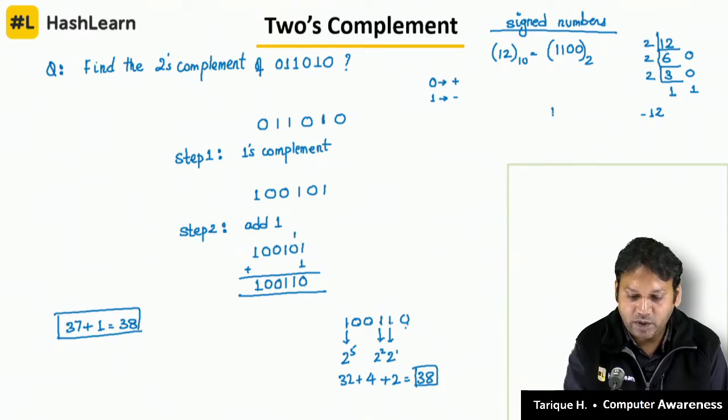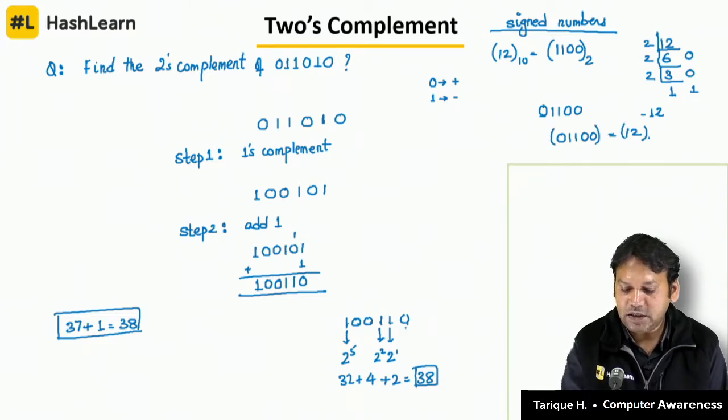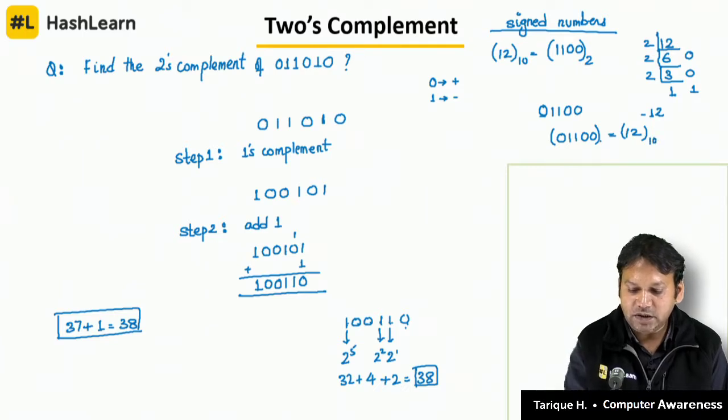So once we get 1 1 0 0, on the left hand side we put a 0 here and we say 0 1 1 0 0 is equal to 12. Okay, we say that this is a signed number, this is plus 12, this is positive 12. Now if I put 1 here, and we know this is 1 1 0 0, then 1 1 1 0 0 in the binary is equal to minus 12.